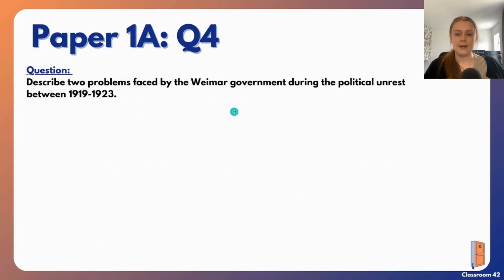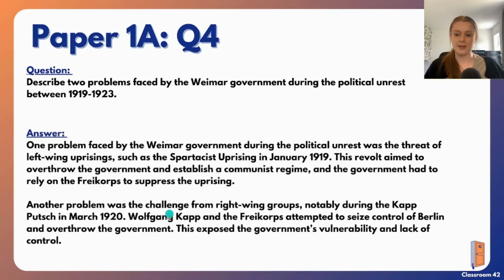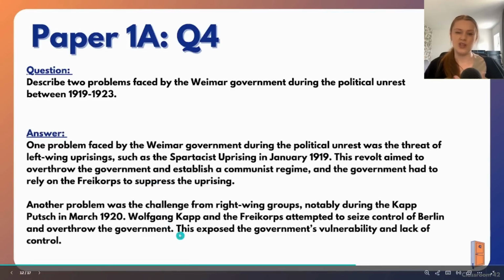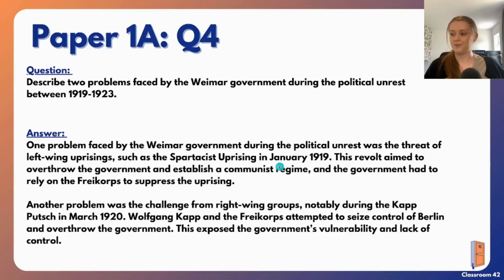So here is our example question. So this question is asking us to describe two problems faced by the Weimar government during political unrest between 1919 and 1923. So you can see here our group of people is the Weimar government, and the topic or event taking place was the political unrest, and we've got some dates there as well. So we need to make sure that the problems that we are looking at are in between those dates. So you can see here, this is my example answer. I've split it up into two paragraphs just to show the different problems, but obviously you can just keep it into one paragraph if you'd prefer.